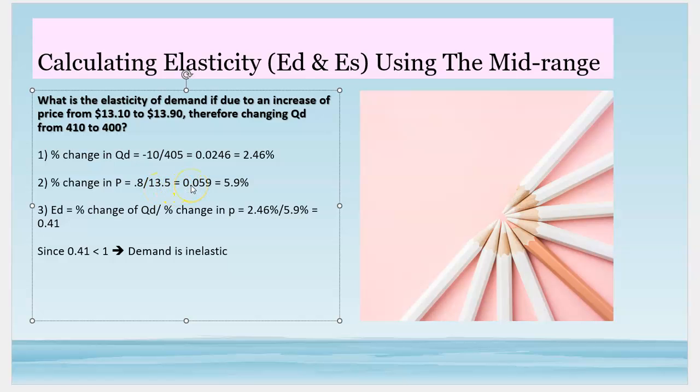This is going to give us a price change of 5.9%. You get a decimal, you multiply it by 100 to get your percentage. This is your percentage right here. Now, right off the bat, you see something. Just pause for a second. What changed by a greater percentage?